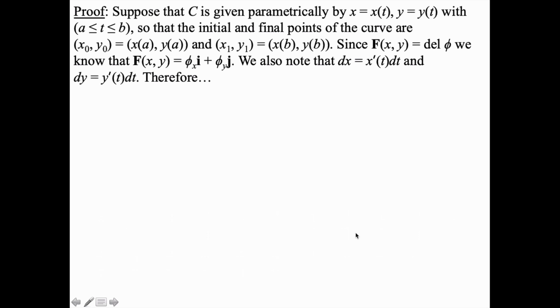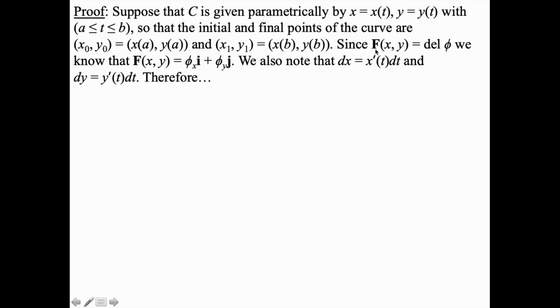Why does that work, though? Well, let's suppose that C is given parametrically. The curve we're going along in this vector field is given by x equals x(t) and y equals y(t). And let's say that the range of t is from a to b. So we can express the initial point as (x(a), y(a)), and we can express the terminal point as (x(b), y(b)).